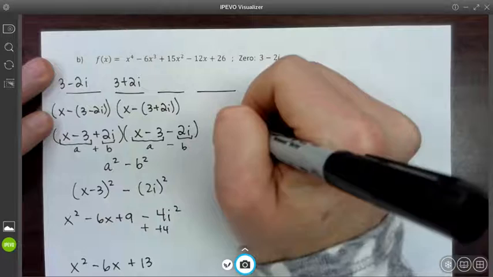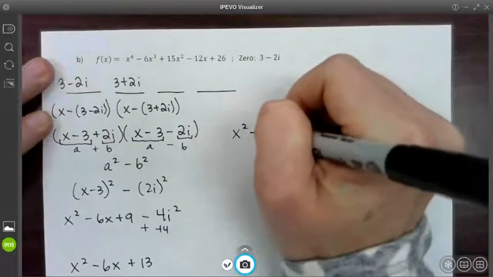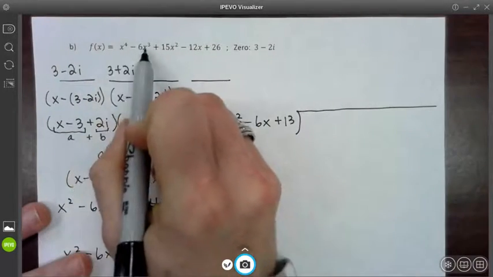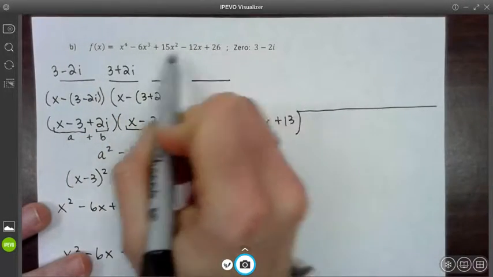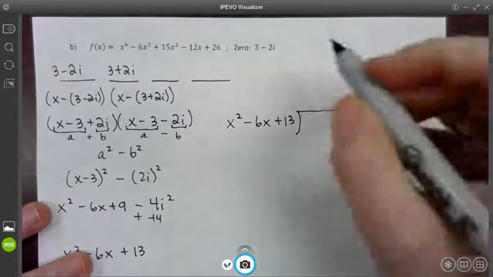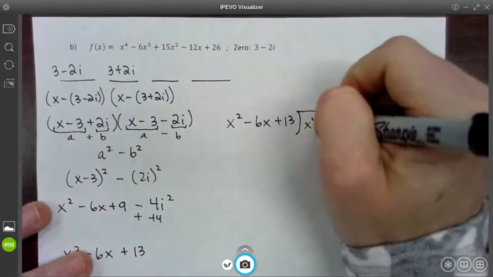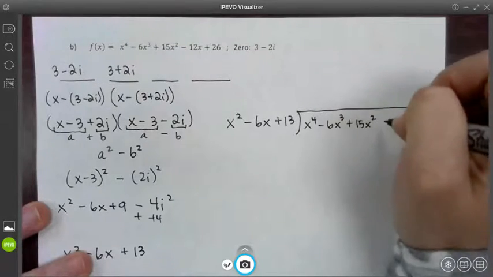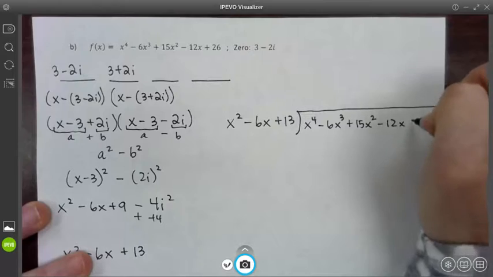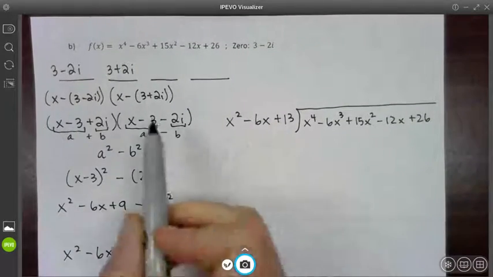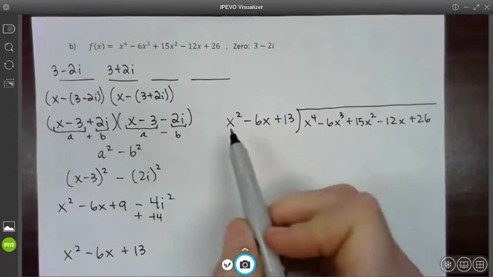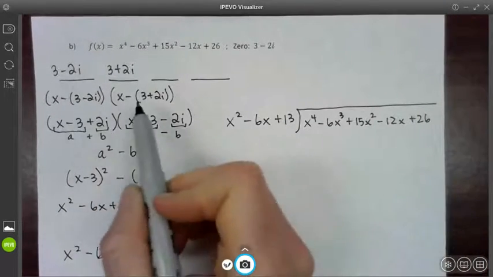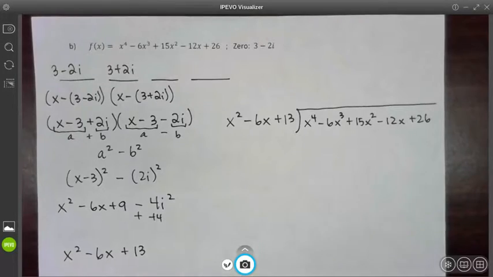All right, so how many times, let's see, does x squared minus 6x plus 13 go into this polynomial? Now again, x to the fourth, x to the third, x squared, just x, just number. It's not missing any terms, so I won't have to fill any zeros in. All right, x to the fourth, 6x to the third, plus 15x squared minus 12x plus 26. Now again, because I've created this factor from his zeros, it's got to divide evenly in. So if you don't get a remainder of 0, you did something wrong. This, or you created the wrong factor. You didn't multiply it out correctly. Okay? All right, here we go.